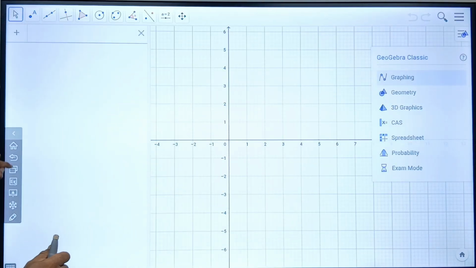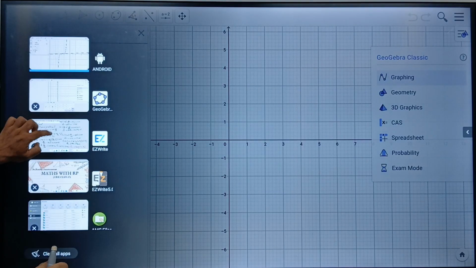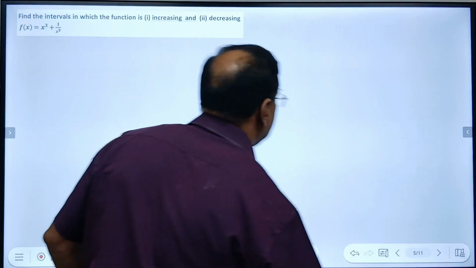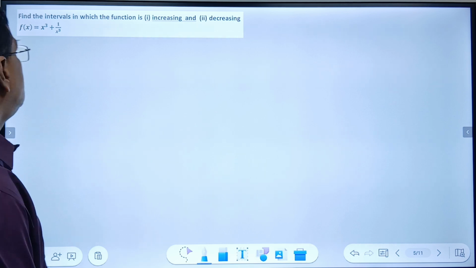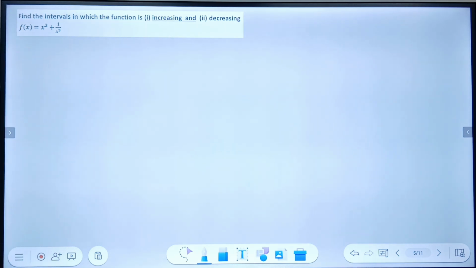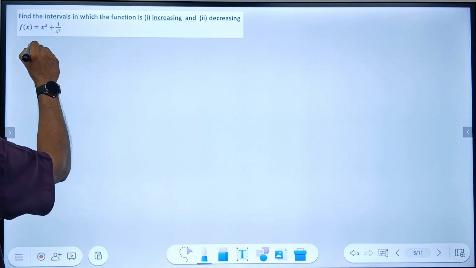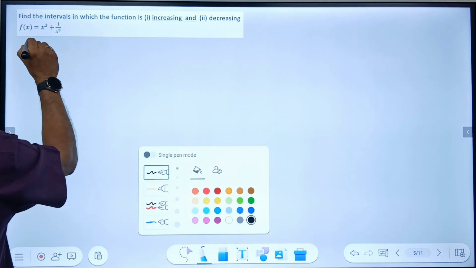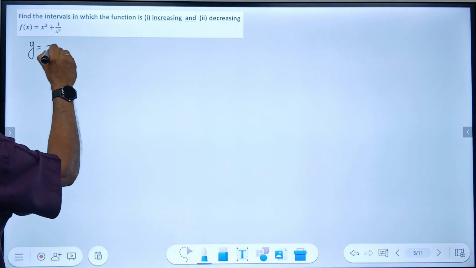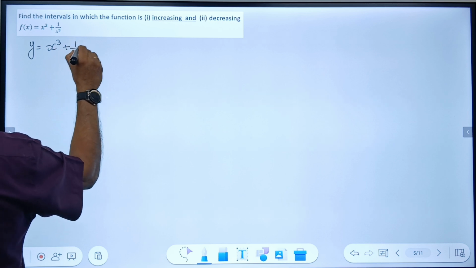Let's go back to our problem. Now let's go to the next question. Find the interval in which the function is increasing or decreasing, where f of x is equal to x cube plus 1 by x cube. It's one of the important questions. So what I will do, first I will take the function y equal to x cube plus 1 by x cube.